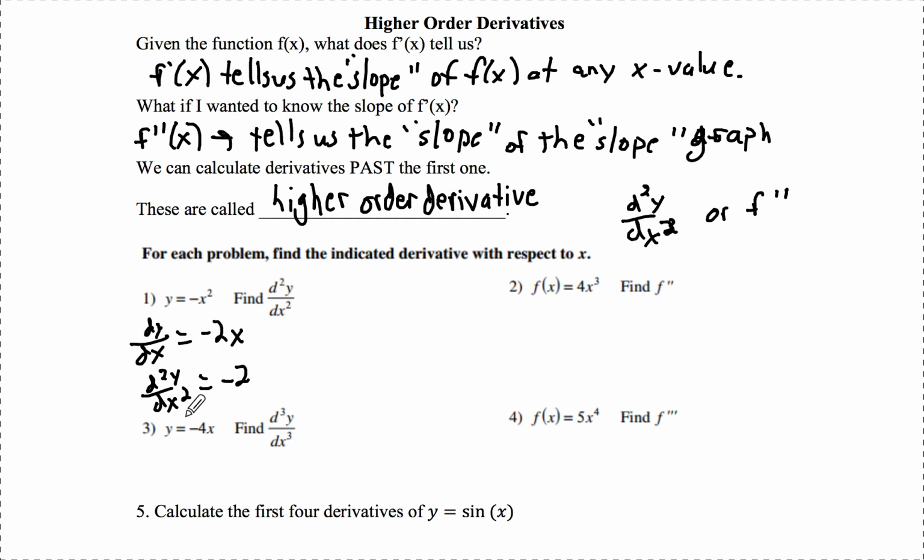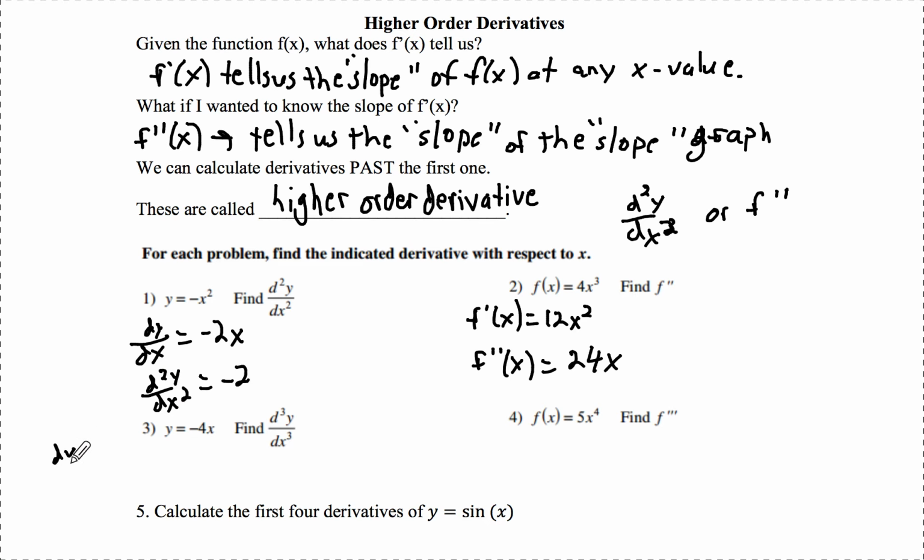Go ahead and try 2, 3, and 4, please. Pause the video and try that. All right. So f prime of x, not too bad. That's a power rule thing. We bring down the 3. That'll be 12x squared. The second derivative just means do it again. So we bring down the 2. That'll give us 24x.